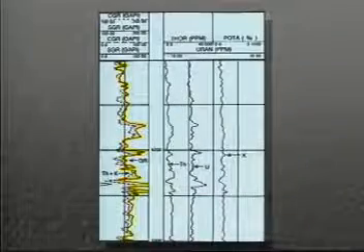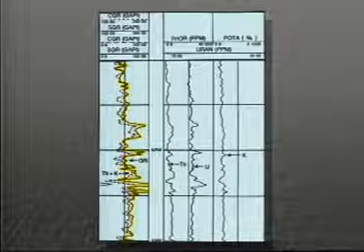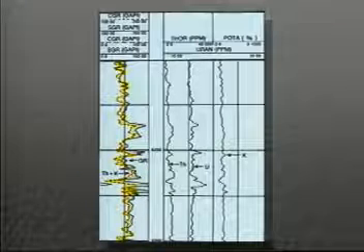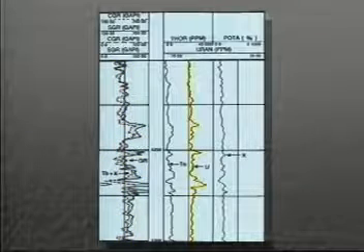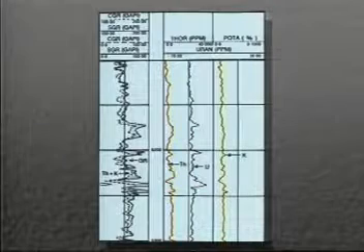Results of gamma ray spectroscopy are presented in this format. In the left column are a total gamma ray curve and a uranium-free curve. On the right are curves of uranium concentration, thorium concentration, and potassium concentration.